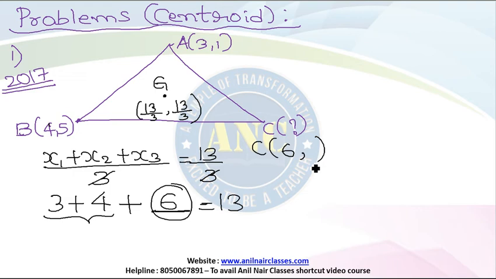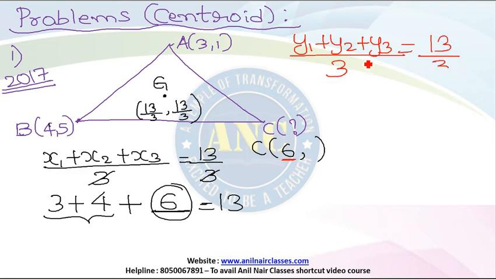Now check out your answer options. Have an eye on your answer options. If only one option has the first coordinate as 6, mark it and move ahead with the next problem. Don't even calculate the second coordinate. But if you want it, the second coordinate of the centroid is given by y1 plus y2 plus y3 by 3, and it is given in the question as 13 by 3. 3 again cancels. y1 is 1, y2 is 5. 1 plus 5 is 6, and 6 plus something should give you 13. That something is 7. Answer is 6, 7.